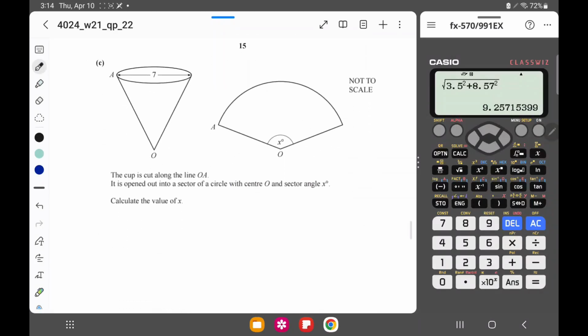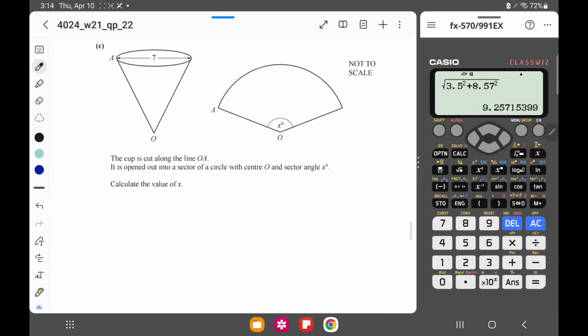Okay, now the next part, C. The cup is cut along the line OA. It's opened out into a sector of a circle with center O and the sector angle X. Calculate the angle X. It means they opened the cone and it became a sector. Just imagine if you open the cone shape, you will get a sector shape. The curved surface area of the cone will become the area of the sector.